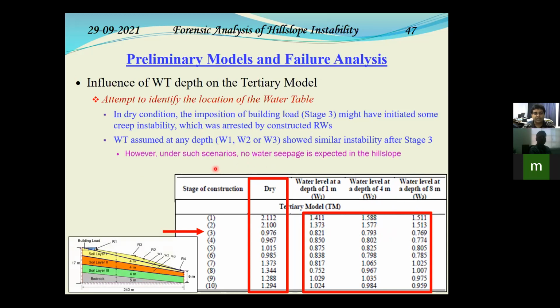Under these scenarios, if you remember this figure, we considered steady state water seepage lines. So these are the phreatic surfaces of W1, W2, and W3. Over that, the water will not recede. Now, under such scenarios, there will be no seepage reflected through the sloping face. But if you remember, in the field we obtained seepage water from the sloping face just behind the workers' colony where the slide had taken place.